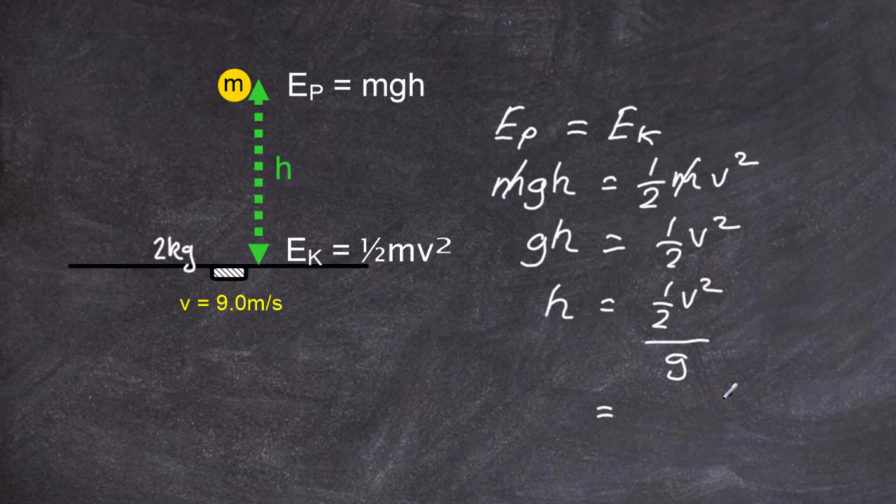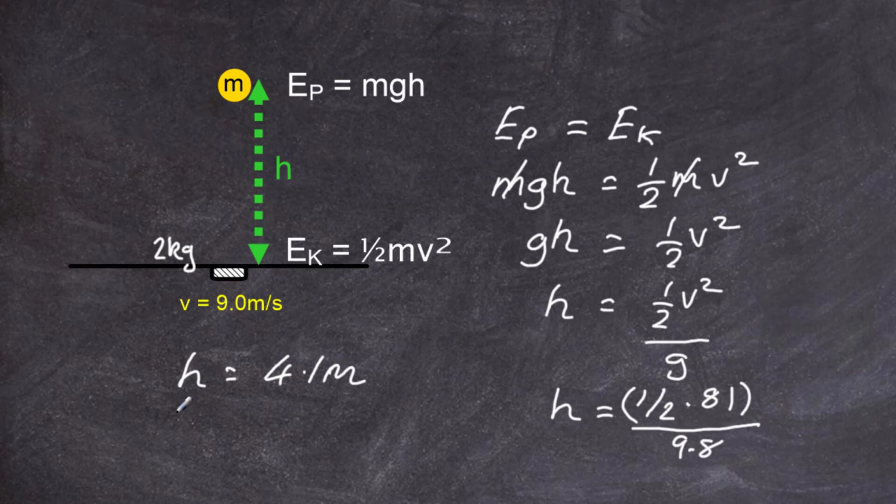Don't worry, just plug the numbers in now. We've got 1/2 times the speed squared. 9 squared is 81, so it's a half of 81. I'll put a bracket around that to keep it tidy. Divided by 9.8. Now if you do that in your calculator, you'll get the value: the height the ball rose to is just about 4.1 meters.